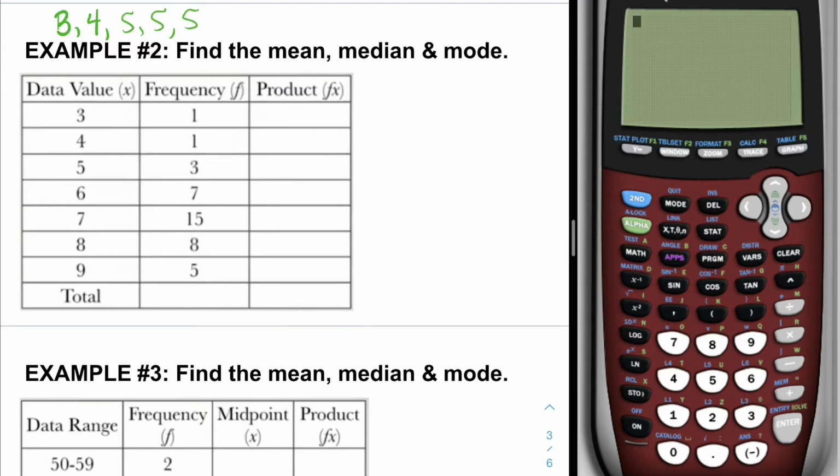5 is going to appear 3 times. 6 is going to appear 7 times. So forth, so on. Okay? So, nobody has time to sit there and do that.